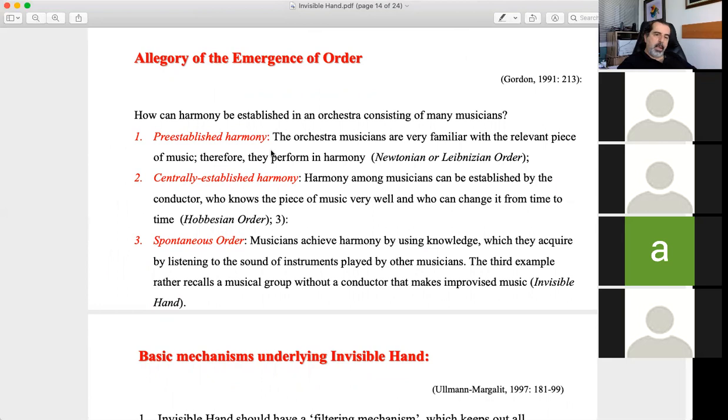And he distinguishes among three types of order. One is the Leibnizian or Newtonian mechanistic idea of order, pre-established harmony, which is Leibniz's notion. He gives the example of an orchestra consisting of many musicians. In the first, pre-established harmony type of order, the orchestra musicians are very familiar with the relevant pieces of music. Therefore, they perform in harmony. Remember, in Leibniz, God created the perfect order, pre-established harmony. So every single atom or monad must behave accordingly to reproduce this pre-established and perfect harmony. This is one understanding of this. It's a purely mechanistic understanding of order.